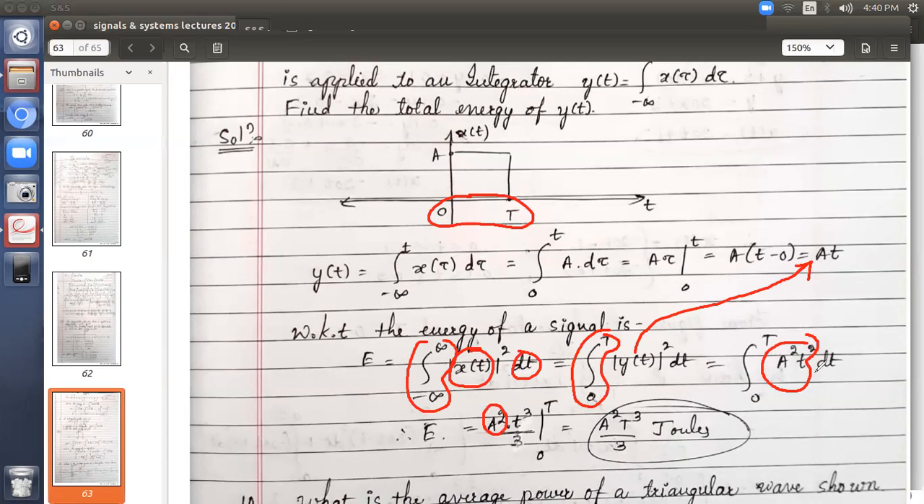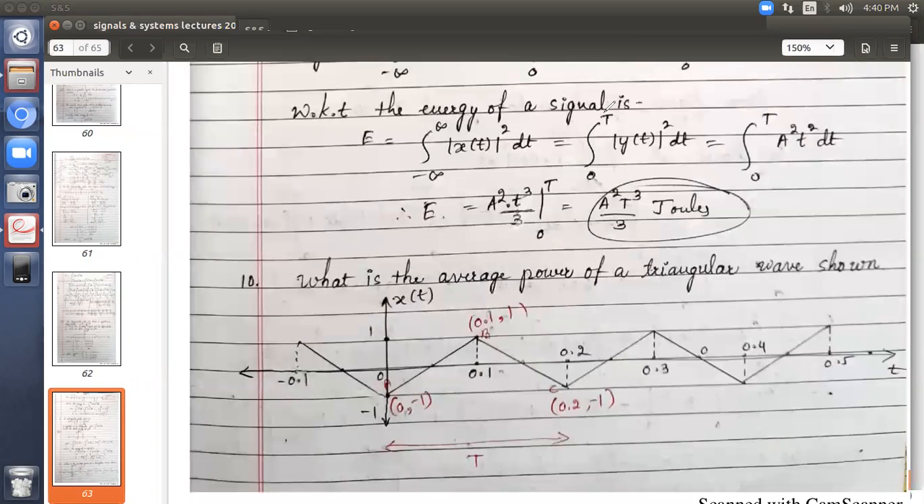What is the integration of t square? It will be t cube by 3, over the limit 0 to t. Apply the limits. The lower limit will go, anyhow it is 0. See, it is simply a square t cube by 3. Energy is there, so it is in joules.